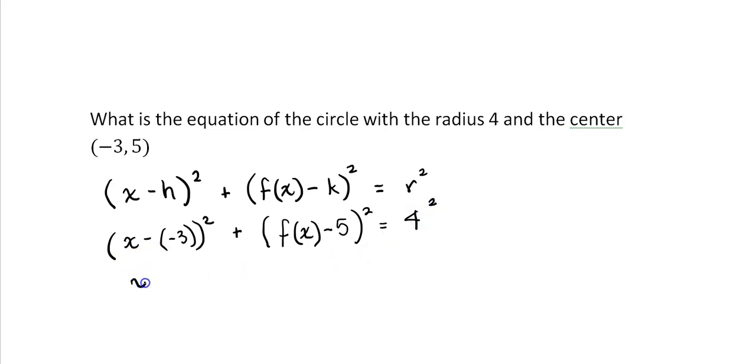So here I'm going to have x minus the -3, which is going to get me a +3, quantity squared, plus f of x minus 5, quantity squared, equals 16. Oops, got to have a squared on there. So that's going to be a 16 because of my 4 squared. And that's it.